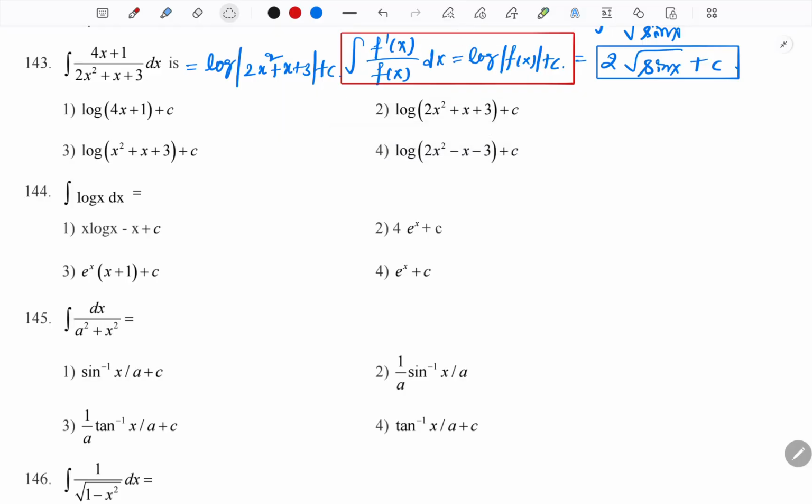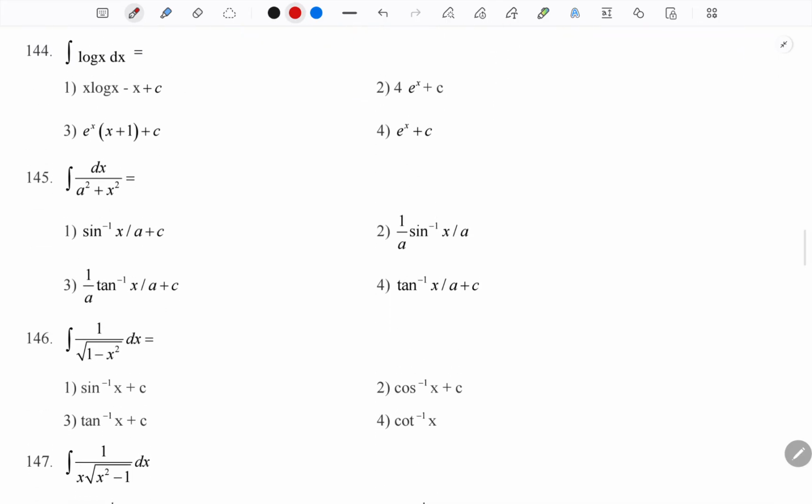Now fine. So which one is the correct option? Log mod 2x square plus x plus 3. So make sure, students, in this one they didn't give the modulus. Make it correctly, it's a mod. Okay, if mod is also not there, no problem. So option number 2.